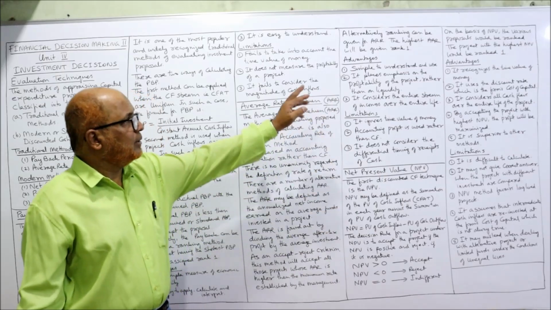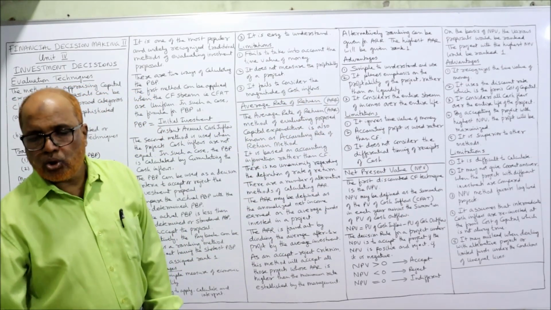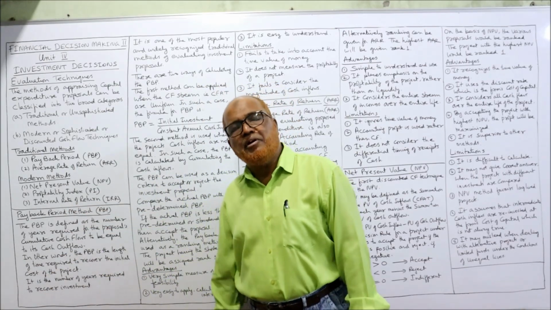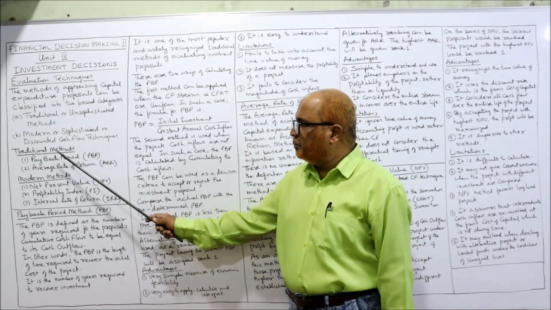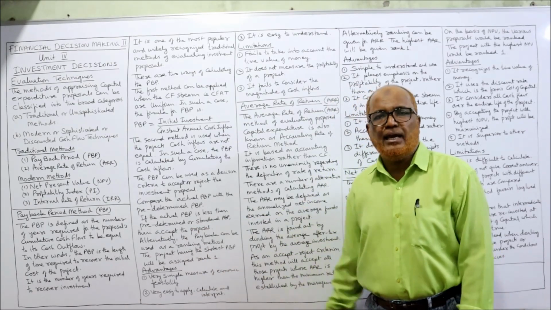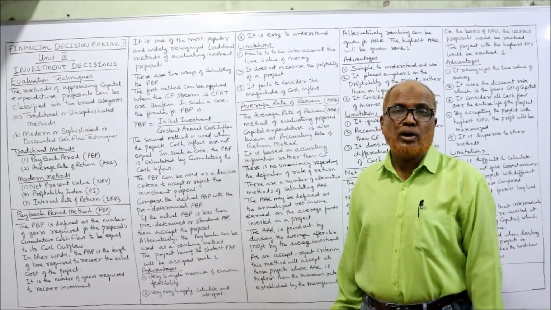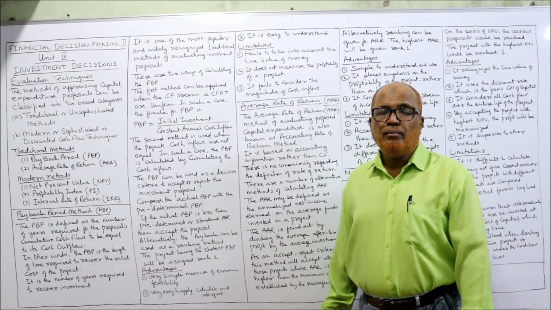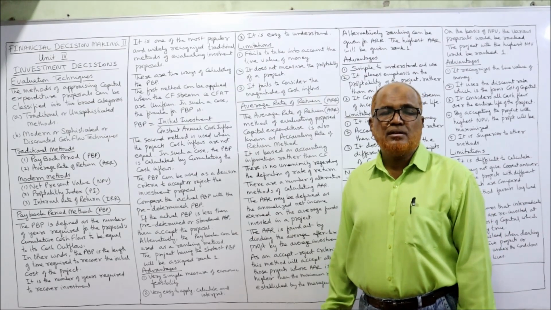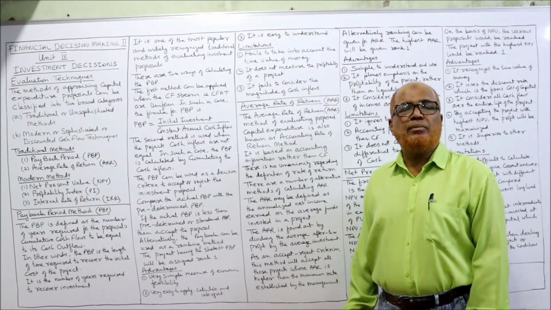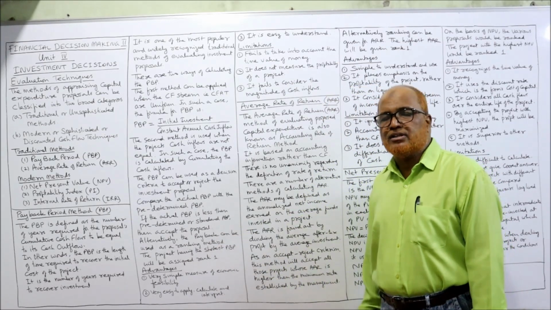So I have explained you advantages and limitations. The two methods I have explained, that is undiscounted method, traditional method. The first method PBP I have explained, the second method ARR I have explained. Now I am coming to the modern methods. In modern methods, we have three methods: net present value NPV, and PI, profitability index, and internal rate of return IRR.